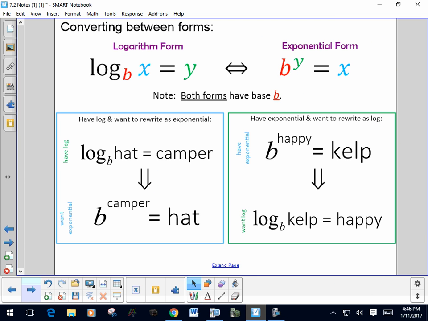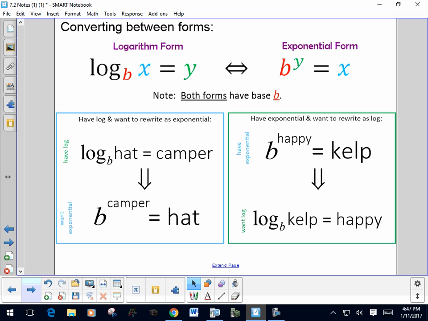So oftentimes, it is very handy to convert between the two forms. This is a method we'll use on 7.5 when we are solving logarithmic equations, but these two forms of equations, this log equation and this exponential equation, they're really the same thing. They're just two different forms of the same relationship, two different ways of writing it. So we can convert back and forth between the two.